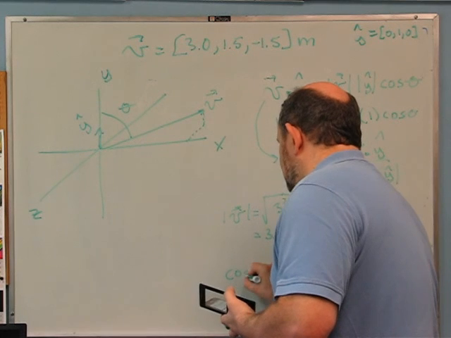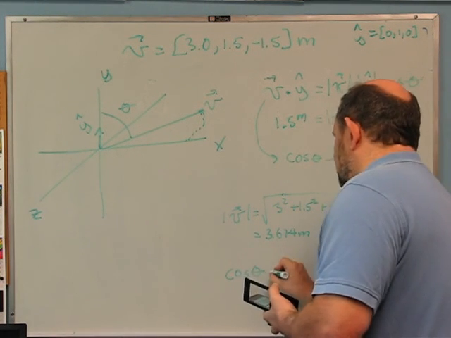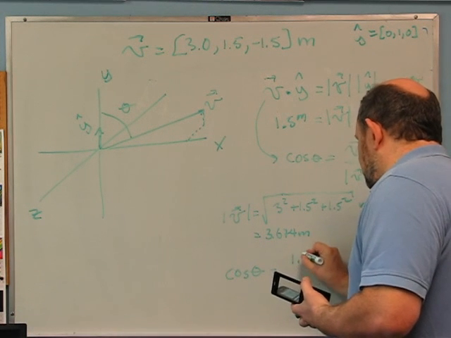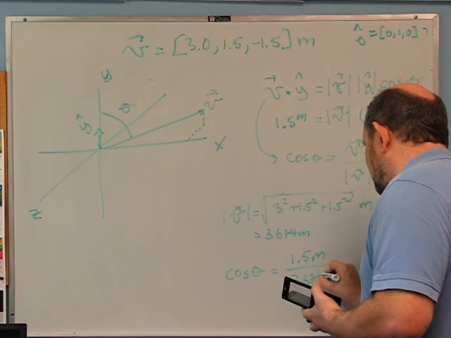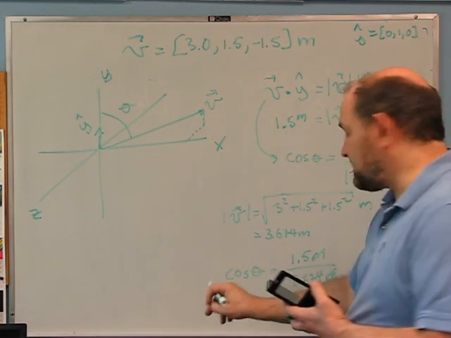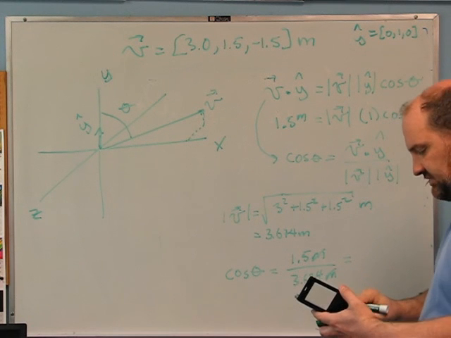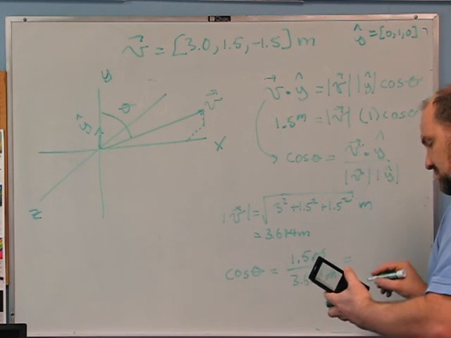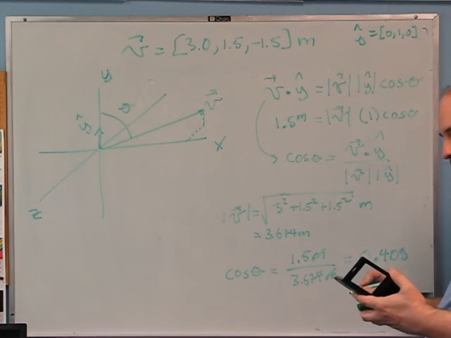Now you may say, wait a minute, shouldn't you finish the algebra and write arc cosine? Well, maybe, but I'm just going to leave it as cosine theta for now. V dot y hat is 1.5 meters. I need to divide it by 3.674 meters. Notice the units cancel. That's good because cosines and sines, trig functions, are unitless things. So they had better cancel, and in this case it did. So if I take 1.5 and I divide it by that, I get 0.408. So cosine theta is 0.408.